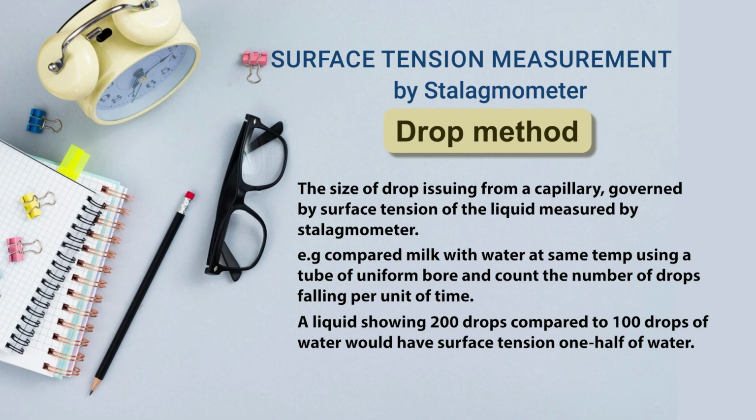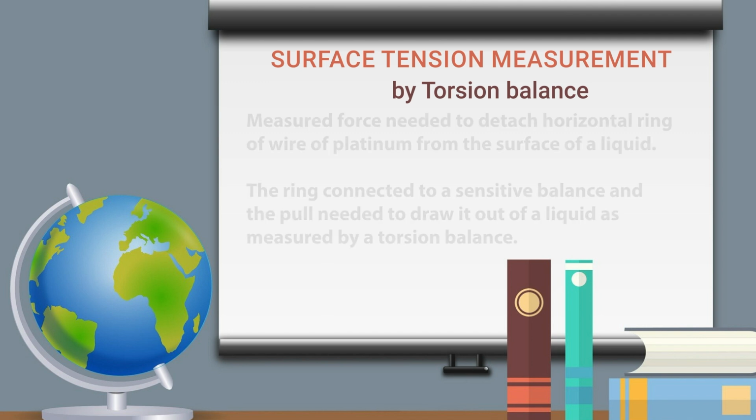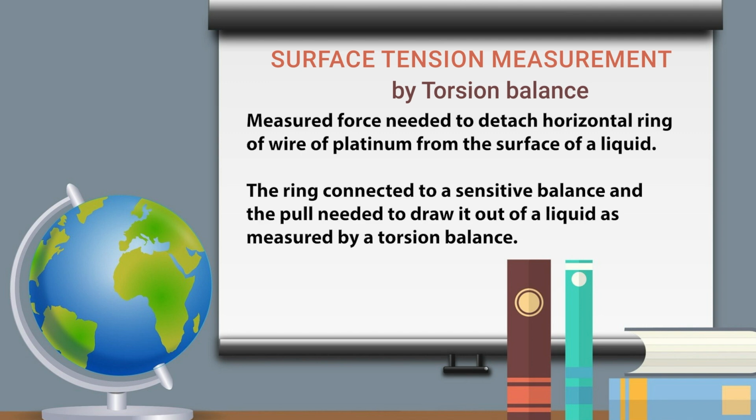If the surface tension is less, there will be more drops. If it is more, there will be fewer drops. So a liquid showing 200 drops compared to 100 drops of water would have a surface tension 1/2 of the water. The other method is the torsion balance. In this one, what you have is the force needed to detach a horizontal ring.